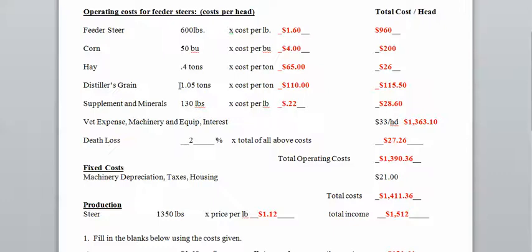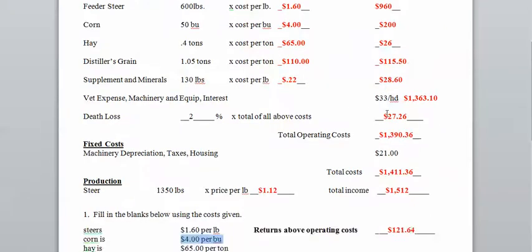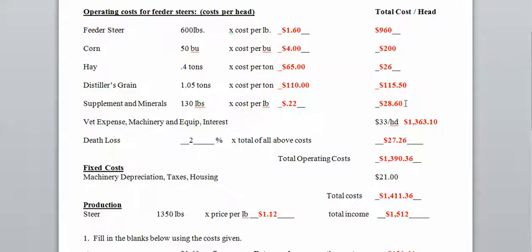We estimate 1.05 tons at a cost of $110 a ton. So we multiply number of tons times price per ton to get total cost per animal. Supplement and mineral, 130 pounds times 22 cents gives us the total cost of $28.60. Vet expense, machinery, equipment, interest, $33 a head. I gave you that number.